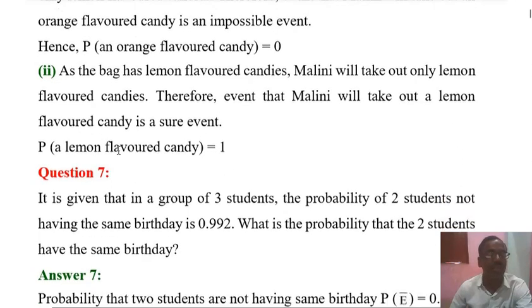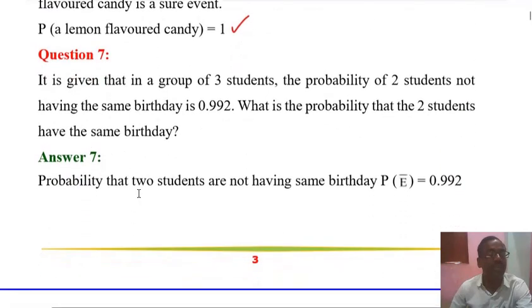So probability of a sure event is 1, or here probability of a lemon flavored candy will be 1. Hope that there is no problem to understand the solution of the question number 6. Let's see question number 7.